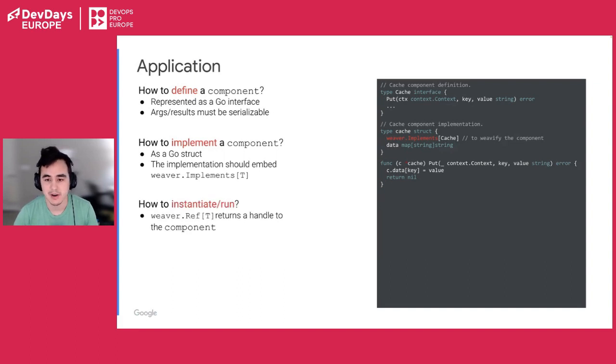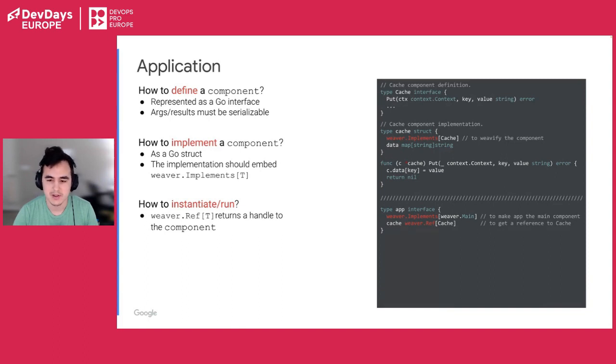Next, how do we actually run our apps? Well, we're going to have to define a main component that represents the core logic of our app, the entry point into our application. Here we're calling that app, and we embed weaver.implements, weaver.main to indicate that it's the main component. And then also we have to have a weaver.ref, a reference to the cache.